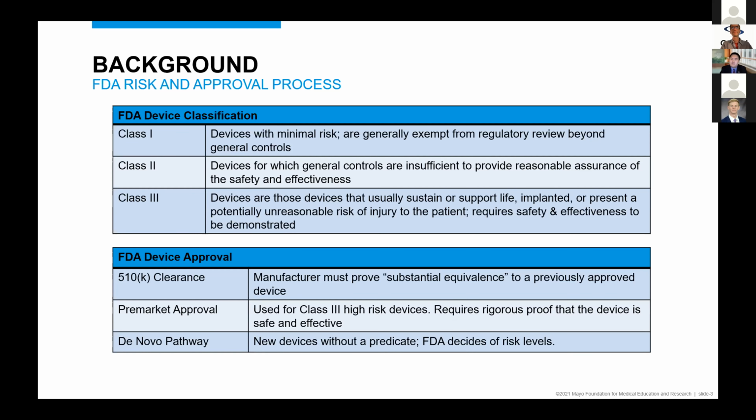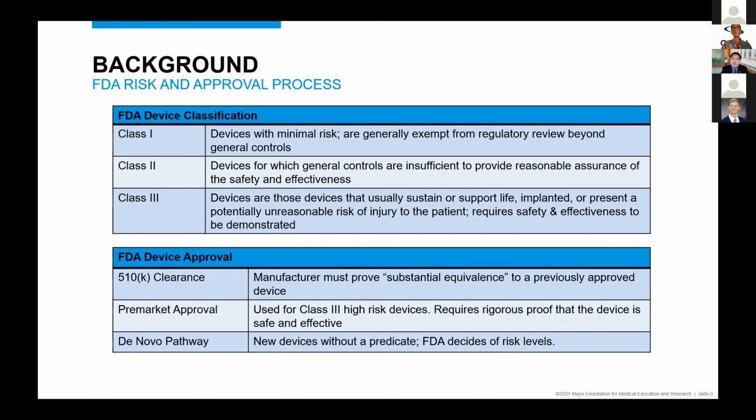Class 1 devices generally don't require much regulation. Class 2 devices require the device manufacturer to demonstrate what's known as substantial equivalence through a 510(k) clearance to a predicate device, meaning the new device has to perform better or equal to a device that has already been approved by the FDA. And class 3 devices need to go through pre-market approval, where it requires rigorous proof that the device is safe and effective. The last method, called de novo pathway, is for devices that are novel and do not fit into any category.